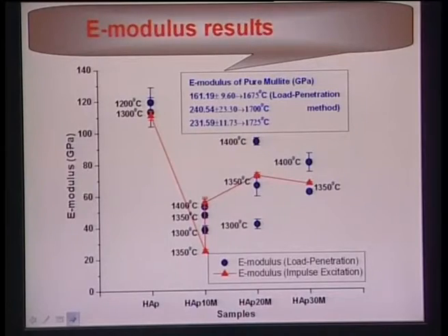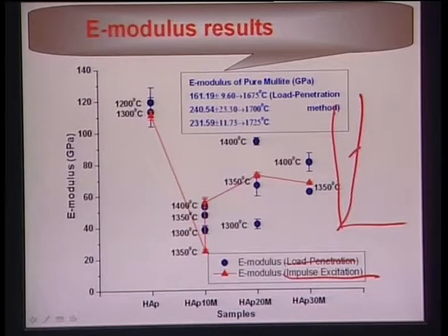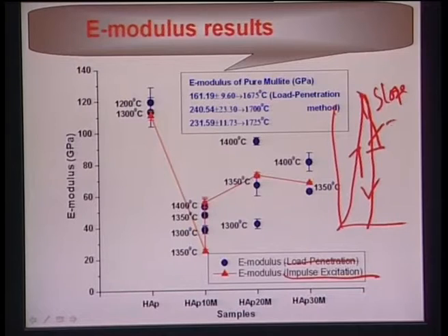Now elastic modulus can be measured in two ways. One is load penetration and one is impulse excitation. Load penetration means you take a micro indent, this is the loading curve, and your unloading curve will be like this. From the slope of the initial phase of this unloading curve, it will give you the elastic modulus. Now this is the load and this is your penetration depth, that is h. So from that you can find out the elastic modulus of these materials.